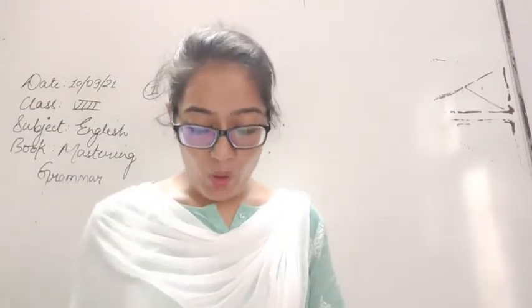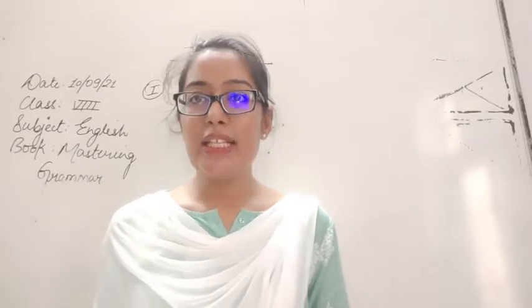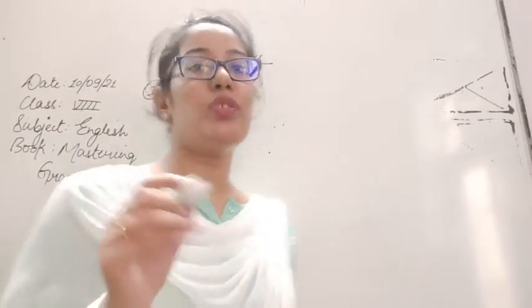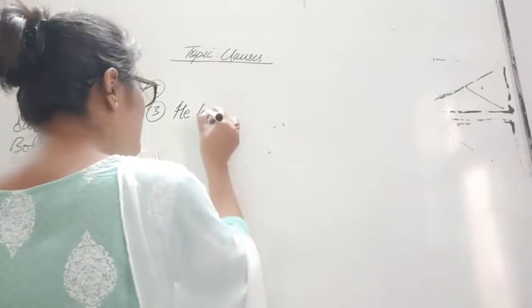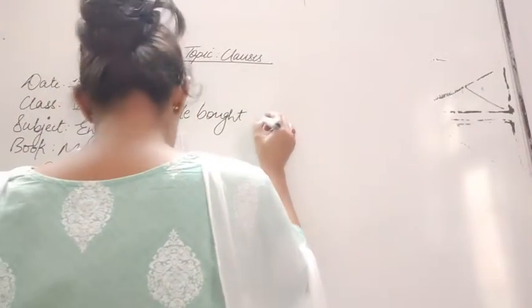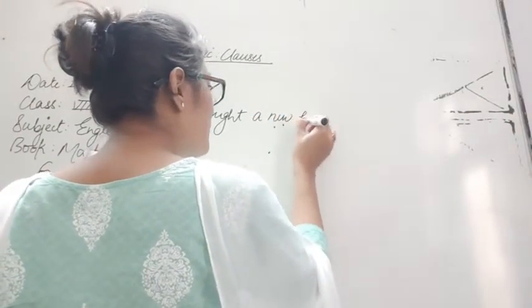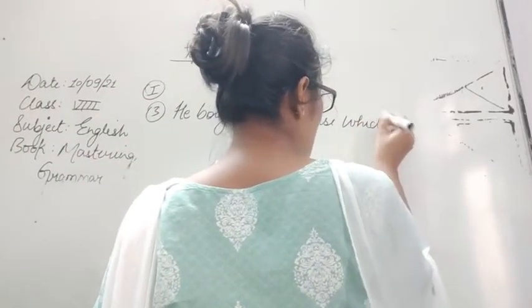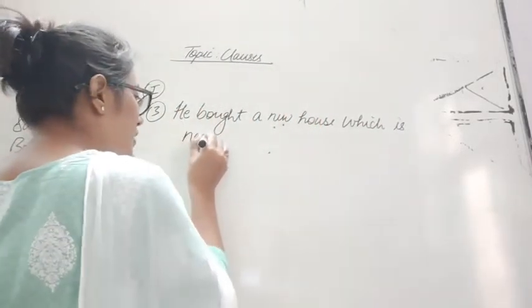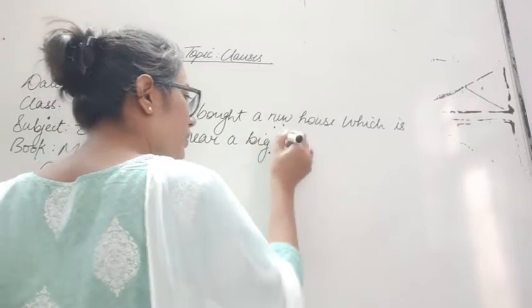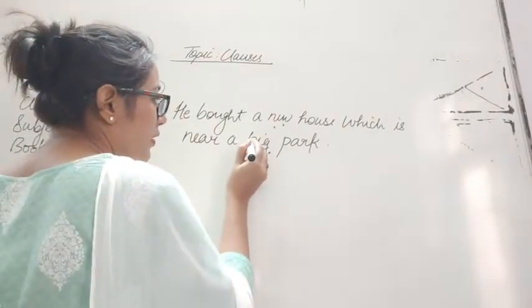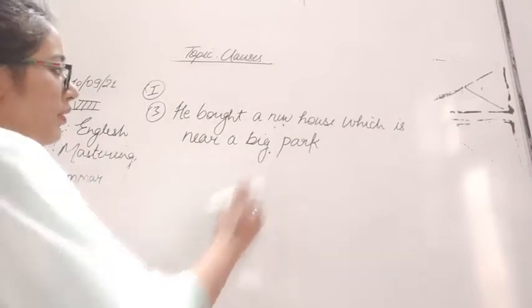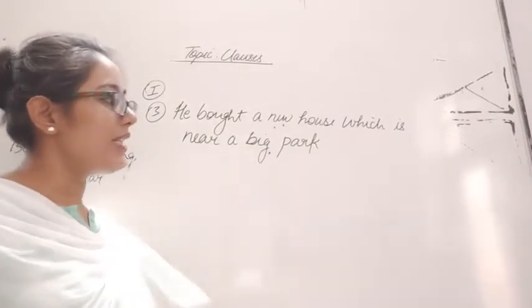So, he bought me a new house. It is near a big park. If we join these sentences, it becomes: he bought a new house which is near a big park. Okay, which is near a big park. He bought me a new house which is near a big park.